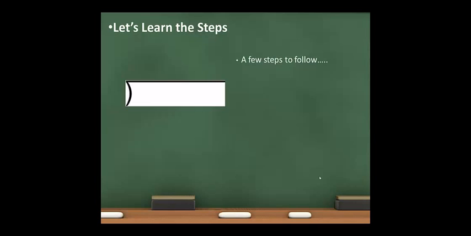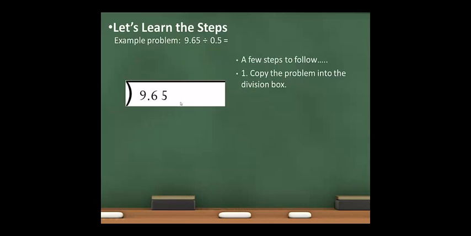To learn the steps, there are a few easy steps to follow. The first step is to copy the problem into the division box. Remember that the first number is always your dividend. It goes inside of the box. The second number in a horizontal problem is always the divisor and goes outside of the box. The quotient, or answer, is what we are looking for in a division problem.